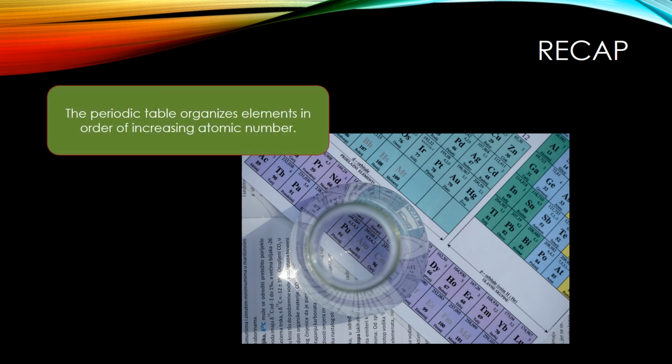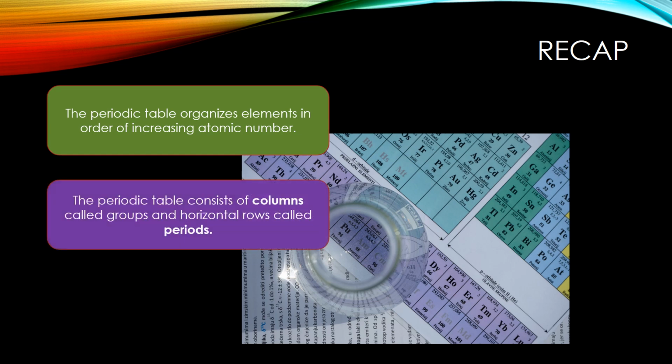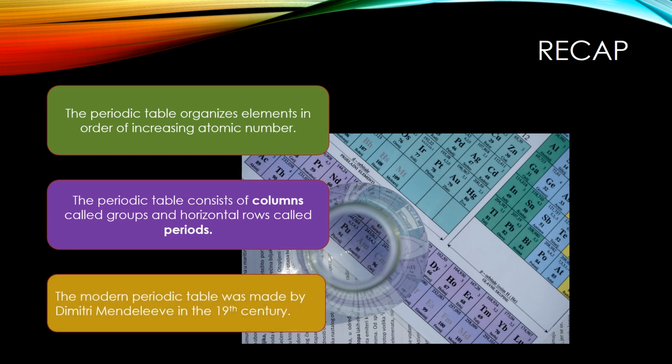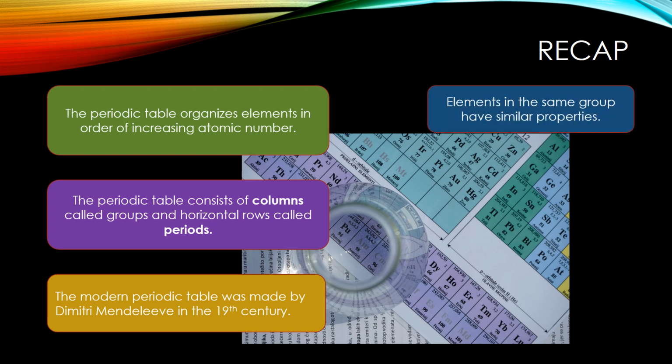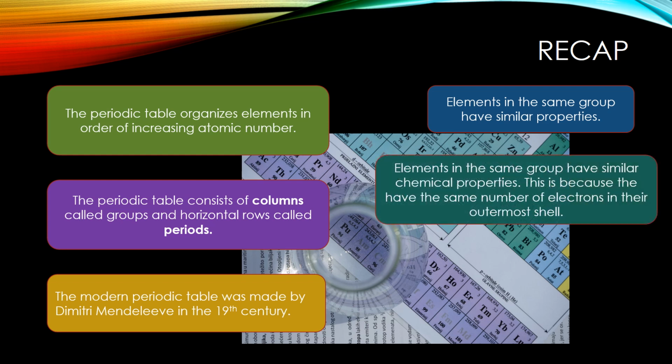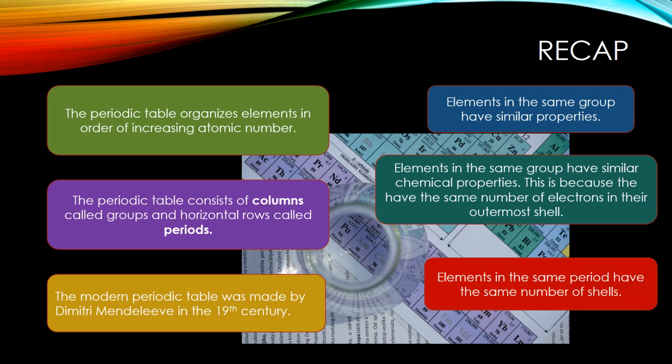Let us recap. The periodic table organizes elements in order of increasing atomic number. The periodic table consists of columns and rows known as groups and periods. The modern periodic table was made by Dmitry Mendeleev in the 19th century. Elements in the same group have similar properties because they have the same number of electrons in their outermost shell. Elements in the same period have the same number of electronic shells.